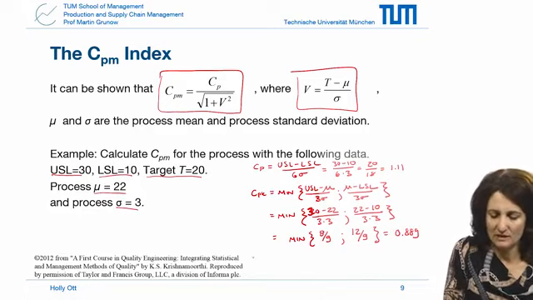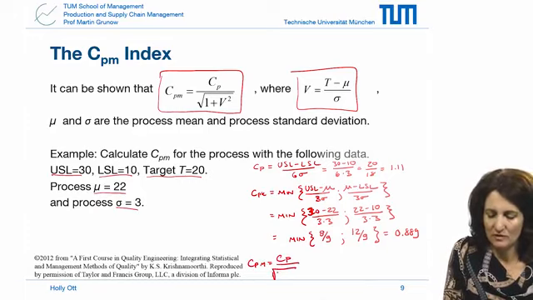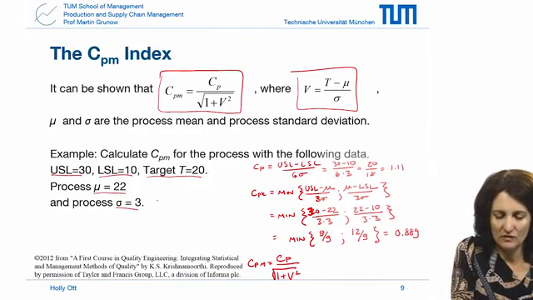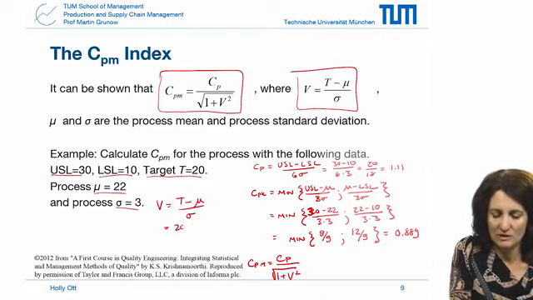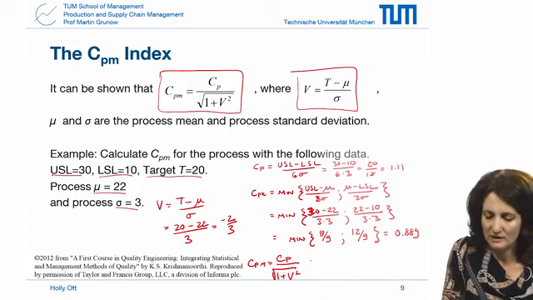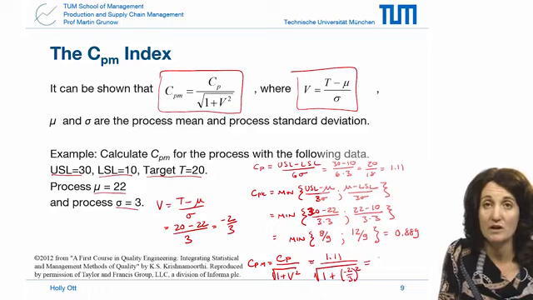CPM now. Okay, so CPM was equal to CP over the square root of 1 plus V squared. So V is equal to T minus mu over sigma, which is 20 minus 22 over 3. So we have basically minus 2/3 there, but we're squaring it. So 1.11 over the square root of 1 plus, that will drop out the minus. And if you work that all out, you're going to get 0.923.